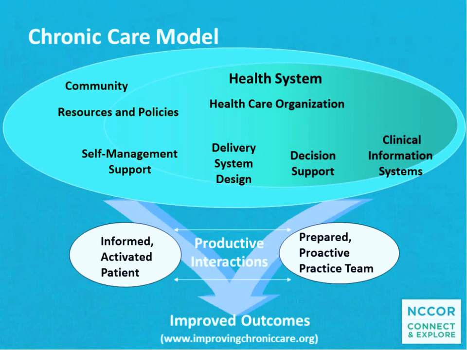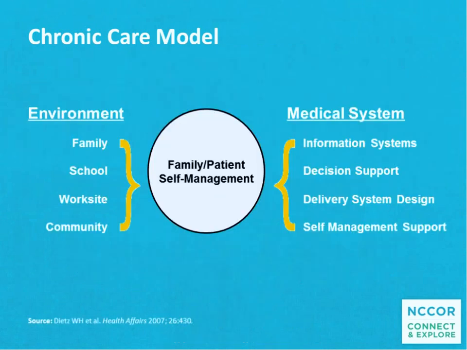So this involves changes in clinical information systems, support for how clinicians make decisions, changes in the way we deliver care, and self-management support. And the ultimate product is improved outcomes. Now notice community resources and policies were part of the original care model, but the primary focus was on the health system. And about 3 or 4 years after the publication of the chronic care model, we adapted this model for the care of obesity and other chronic disease problems.